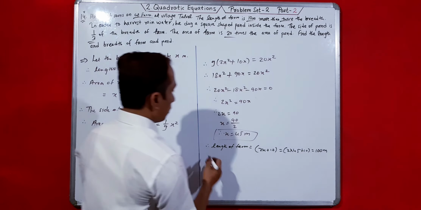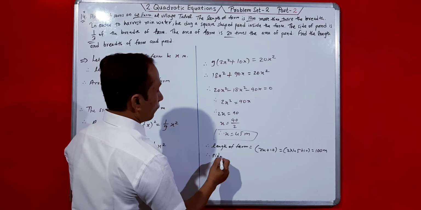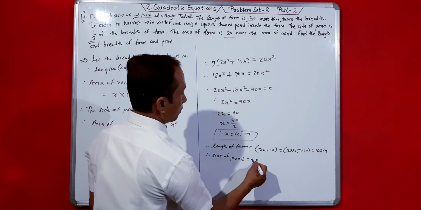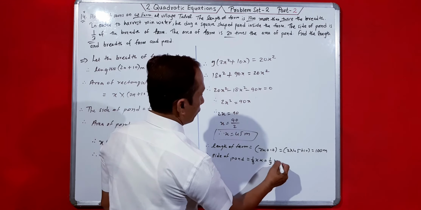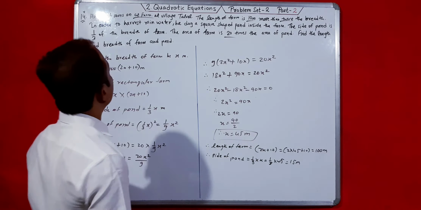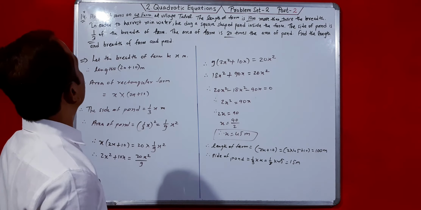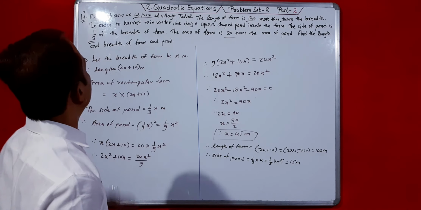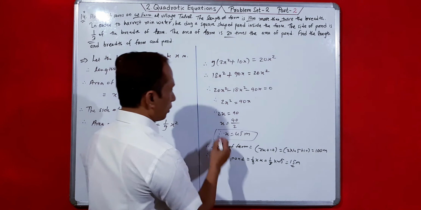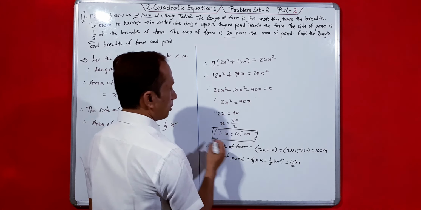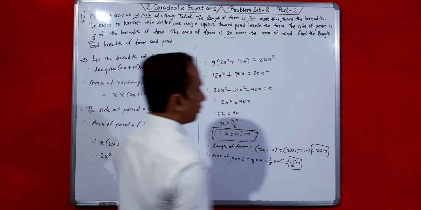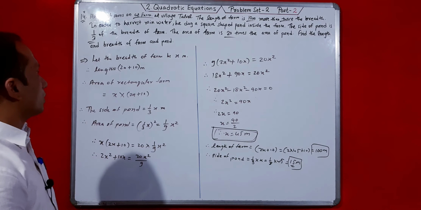Therefore the side of the pond is 1 upon 3 into x, so it is 1 upon 3 into 45, which is 15 meters. So we have the side and the breadth. We need to find the length and breadth of the farm and the pond. The pond is a square, so we got this. This is the breadth and this is the length for the farm, and this is the side for the pond. So these are all in meters.